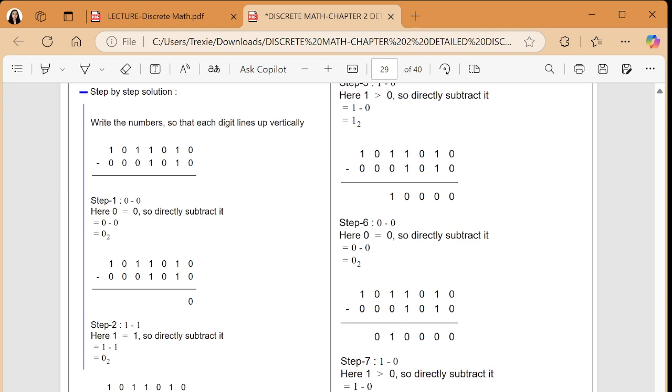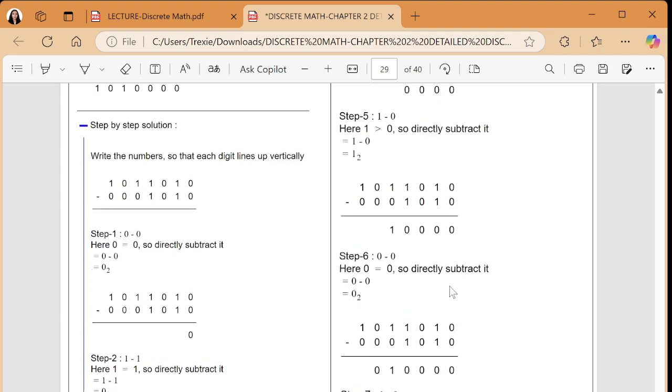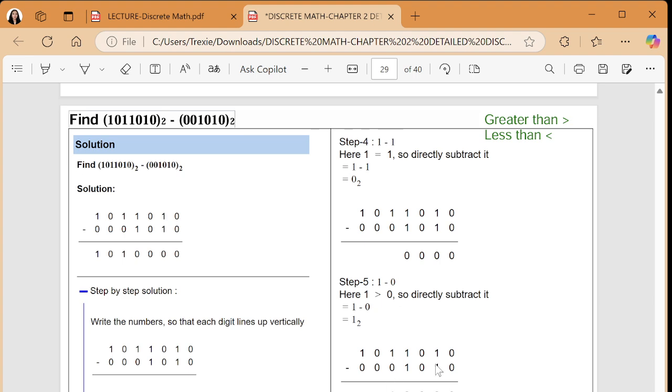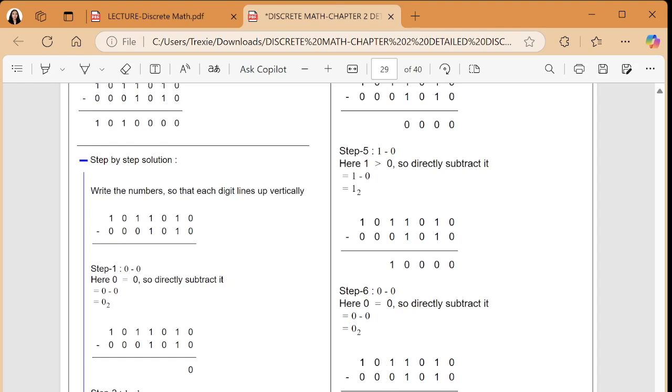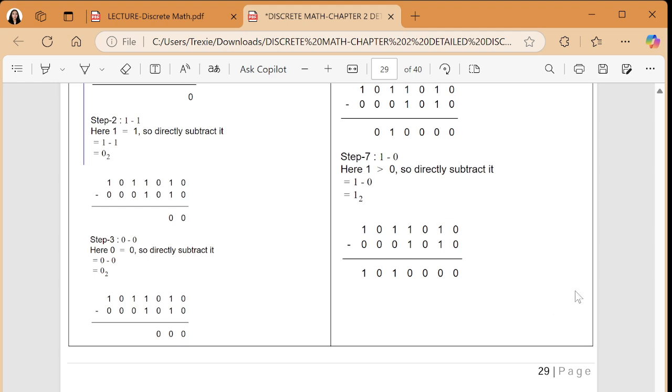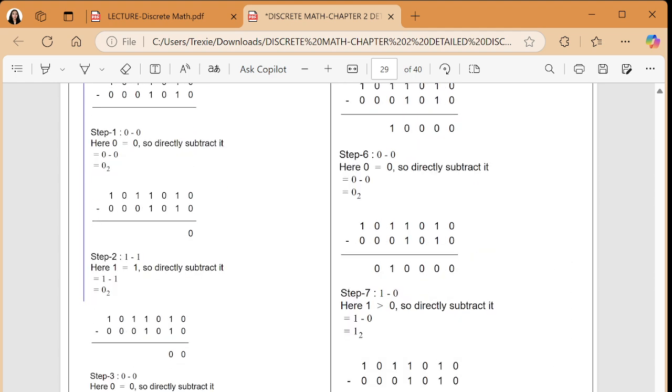Then 0 minus 0 is 0. 1 minus 1 is 0. 1 minus 0 is 1. Then 0 minus 0 is 0. 1 minus 0 is 1. So the final answer is 1010000.